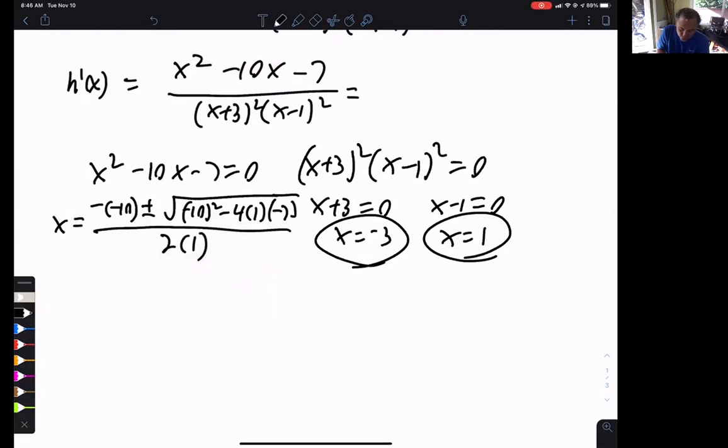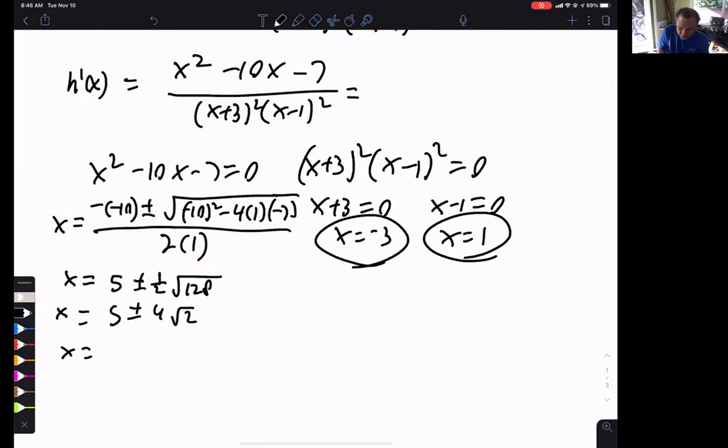Well, I'm not going to do all the fancy schmancy work for you, but this comes out to be 5 plus or minus 1/2 the square root of 128, which is 5 plus or minus 4 radical 2. So you have to be able to work with radicals. Which means this is actually 2 different answers, 5 plus 4 radical 2 or 5 minus 4 radical 2. So we have 4 critical points.